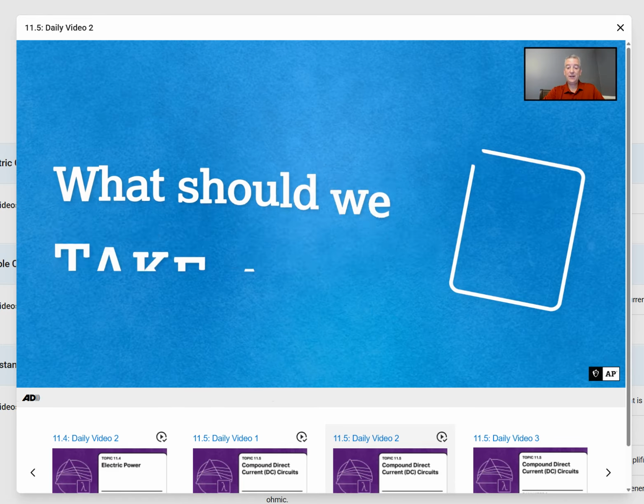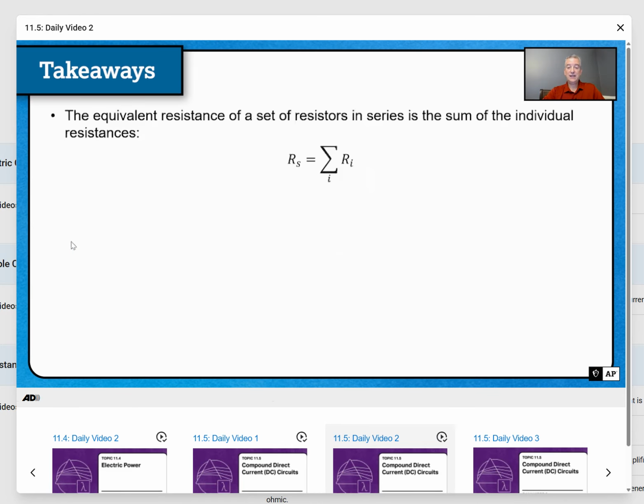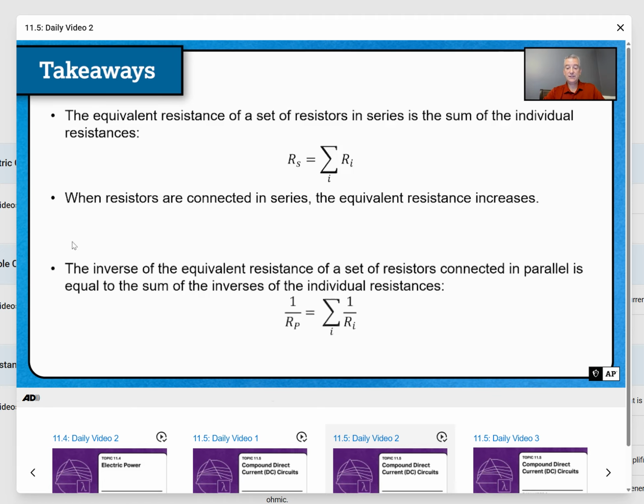So what should we take away? Well, in equivalent resistances, a set of resistors in series is simply the sum of the individual resistances. When resistors are connected in series, the equivalent resistance will actually increase. The inverse of the equivalent resistance of a set of resistors connected in parallel is equal to the sum of the inverses of the individual resistances, as given by the equation below. And when resistors are connected in parallel, the equivalent resistance will actually decrease.